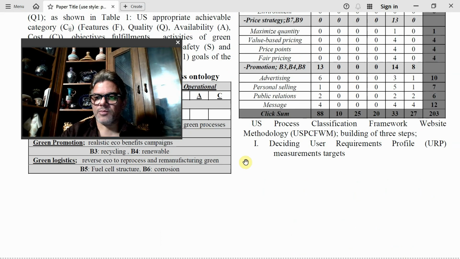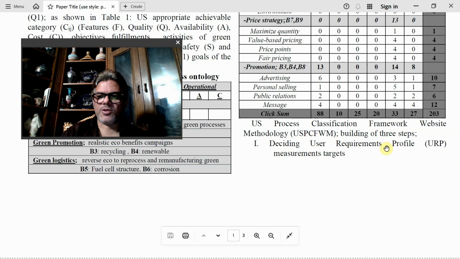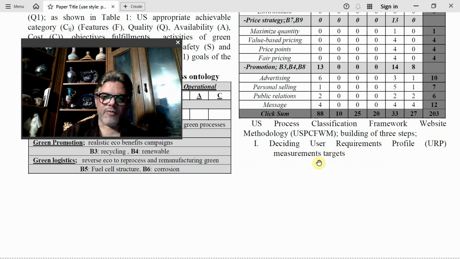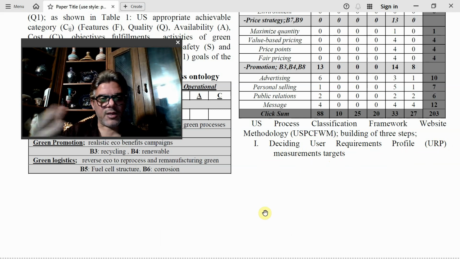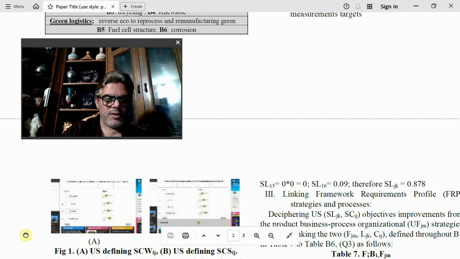So, user instruction process classification framework website methodology building in 3 steps. Again, long names. Deciding user measurements profile, user requirements profile, measurements target. So the user requirements profile has targets that the user has defined these measurements as in values.